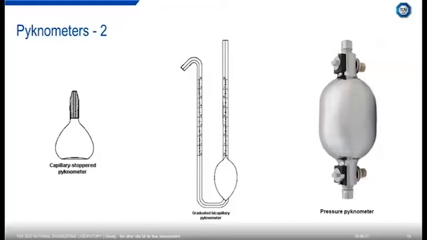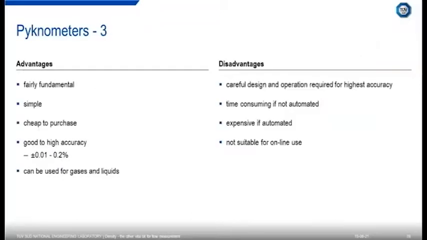Graduated bicapillary pyknometer and pressure pyknometer, same principles. You determine the volume using the reference fluid, typically water, and then you measure the weight filled and empty. So, a simple technique, therefore, and also fairly fundamental. Because it's simple, it's cheap to purchase, and you can achieve good to fairly high accuracy, potentially as good as 0.01%, or typically 0.2%. Depending on the design, they can be used for gases and liquids. The capillary stoppers and bicapillary obviously are liquid only, but pressure pyknometers can be applied to gases.